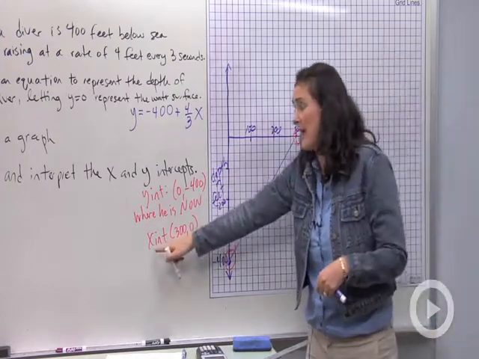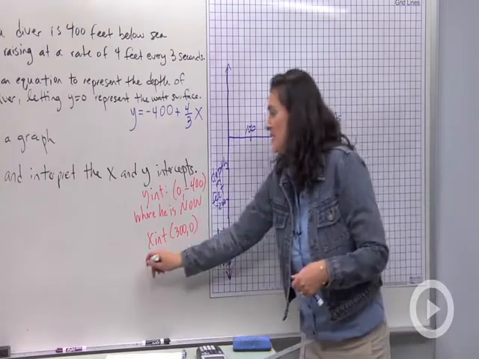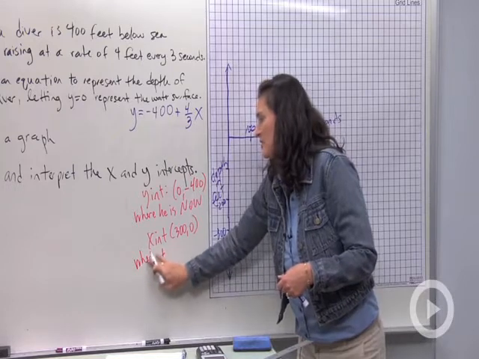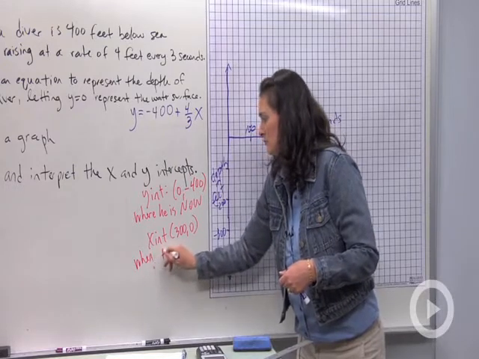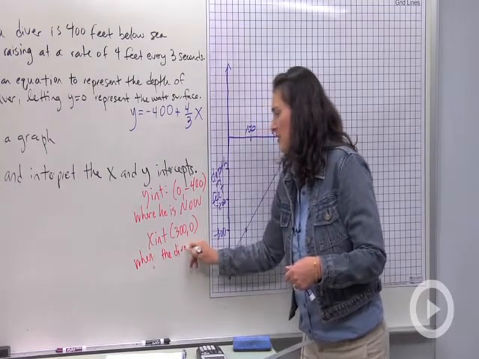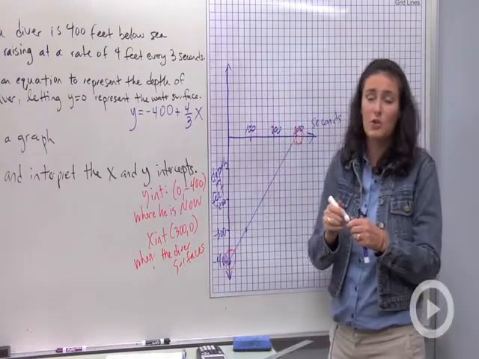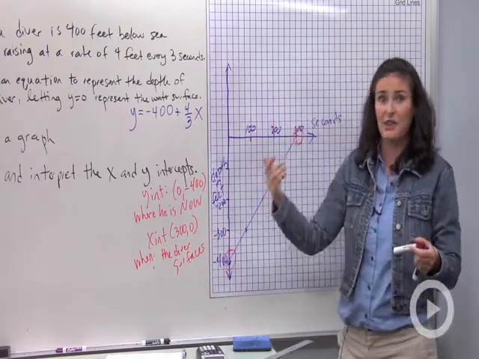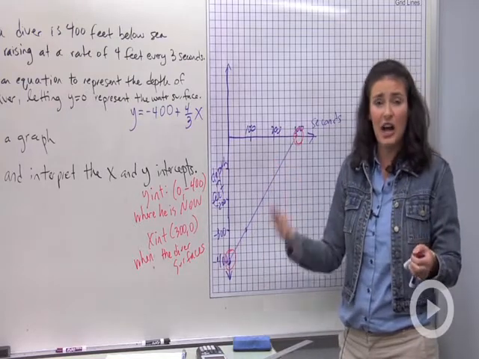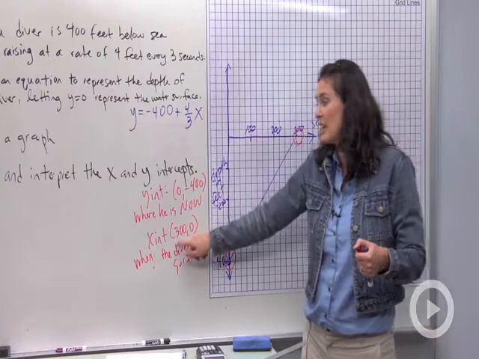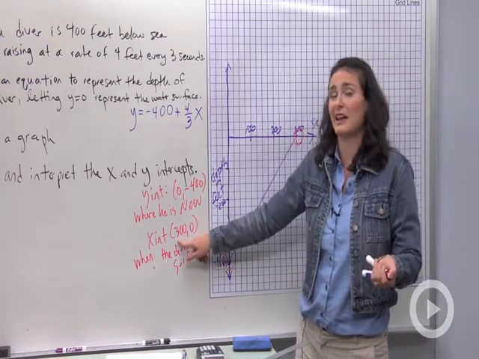So when I'm asked to interpret the x-intercept, I'm going to say this is when the diver reaches the surface, when the diver surfaces. And this is really useful in real life because if you were on the boat waiting for that diver to come up and you couldn't contact him but you knew how fast he was moving, you would know that he should get to the top after about 300 seconds.